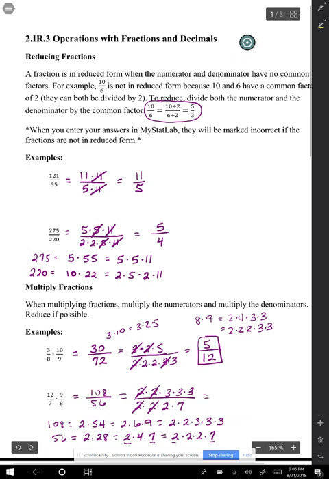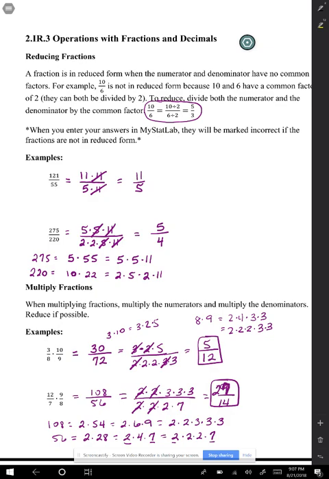So I would multiply 3 times 3 times 3 is 9, and 2 times 7 is 14. And I would end up with, 3 times 3 times 3 is 27. I left a 3 off. So 3 times 3 times 3 is 27, and 2 times 7 is 14. So I would end up with 27 over 14. And that's how you multiply fractions.